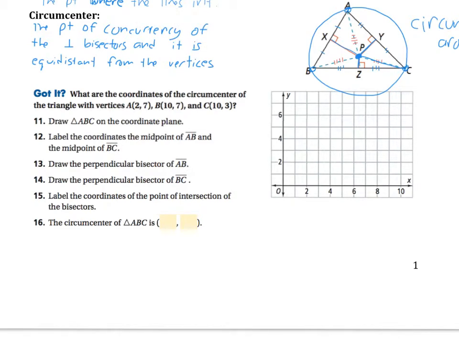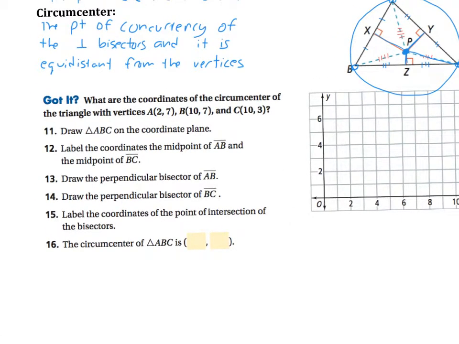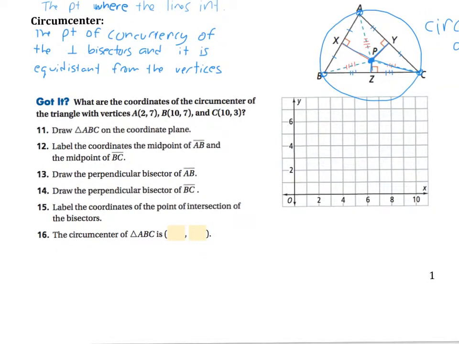All right, so this next one here, what we want to do is also try using coordinates. We want to find the circumcenter of the triangle. So one thing we want to start with is take our points (2, 7), (10, 7), and (10, 3) and plot them on the coordinate plane. I'll also form the triangle like so. Now I'm going to label the coordinates after I label the midpoints.